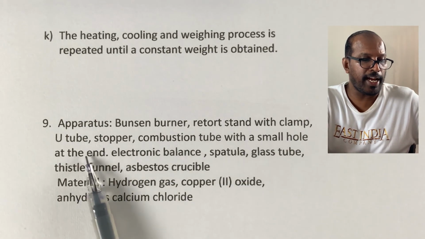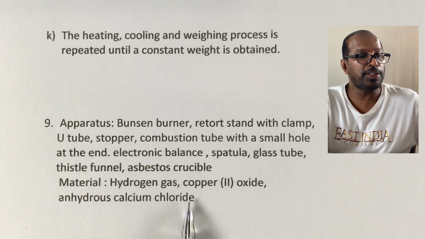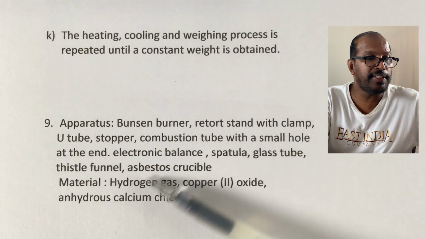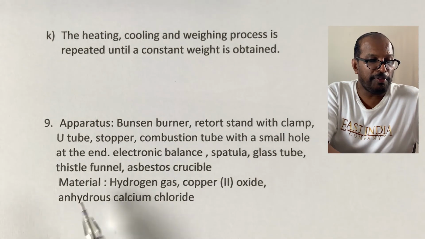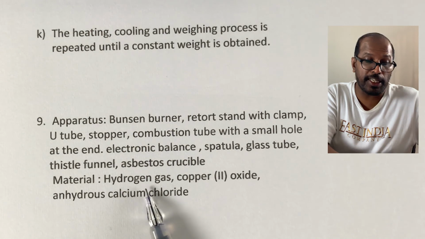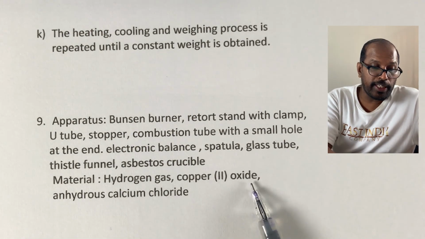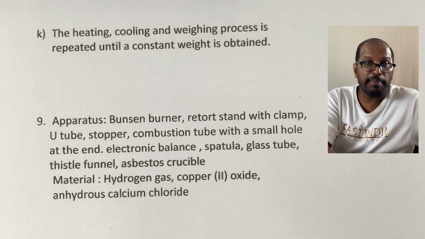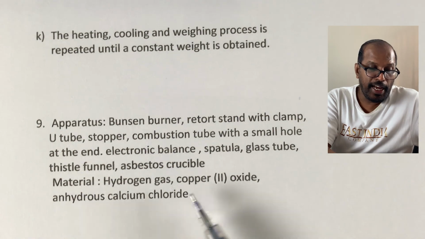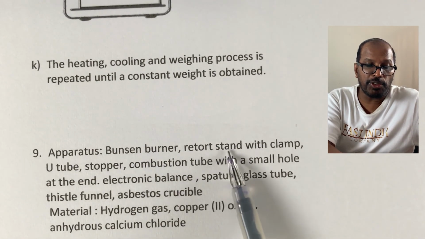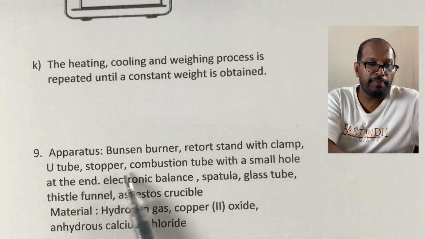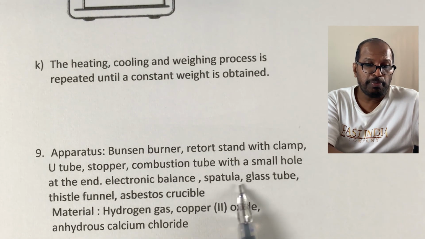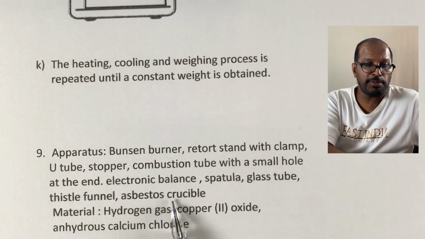Bunsen burner, retort stands, and stopper, and so on. So you can go through the notes here. Make sure you write every single thing you use, one list for apparatus and one for the material. For example, the materials required for this experiment are hydrogen gas, copper(II) oxide, anhydrous calcium chloride. So these are the chemicals that we used in the experiment. And the apparatus we use are a Bunsen burner, retort stand with a clamp, U-tube, stopper, combustion tube with a small hole at the end, electronic balance to measure the mass, spatula, glass tube, thistle funnel, and asbestos crucible.